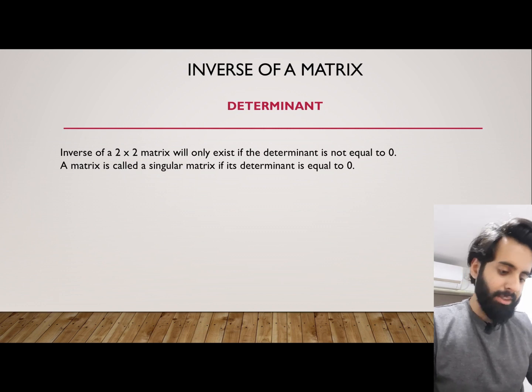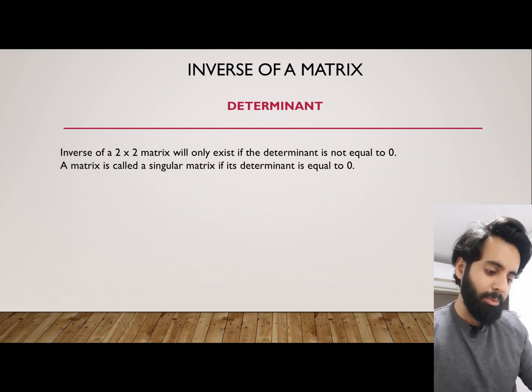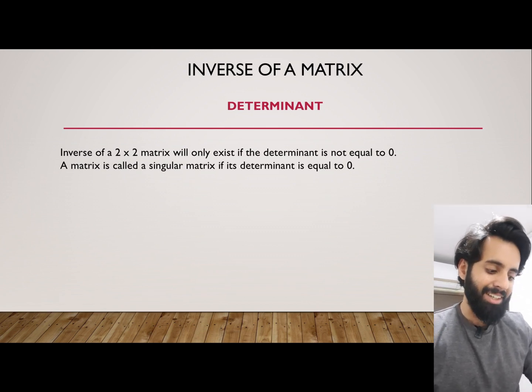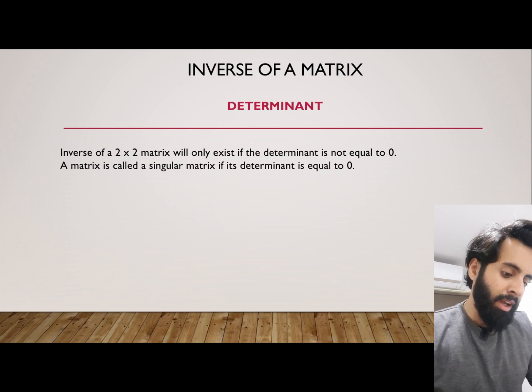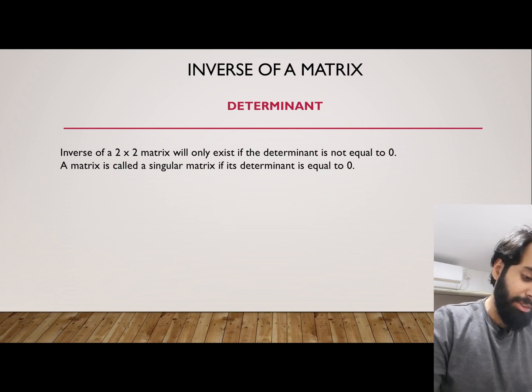So let's see what an inverse is and when it is possible to find an inverse. Here it says the inverse of a 2 by 2 matrix will only exist if the determinant is not equal to 0. A matrix is called a singular matrix if its determinant is equal to 0. Now obviously you may be wondering what exactly a determinant is, so let's find out.